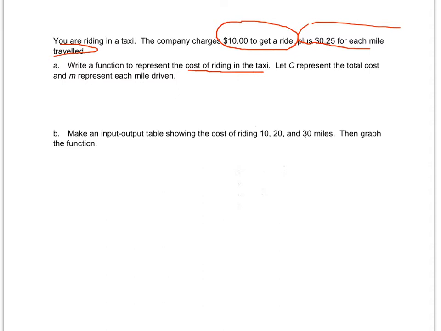So first thing I want you to do is write a verbal model. Tell me how these things go together. Well, we know we've got to represent the total cost, so I should put total here. So the total cost is equal to, well, what do we have to pay for? We've got to pay some money just to get in the car, to get a ride. I'm going to call that the initial fee. You could call that something else, whatever makes sense to you. Initial means starting, so the starting fee is what I have to pay no matter what.